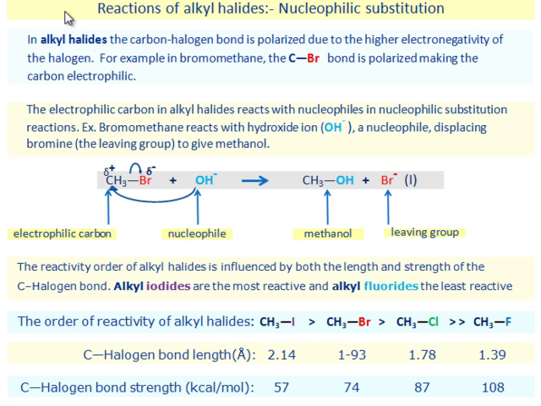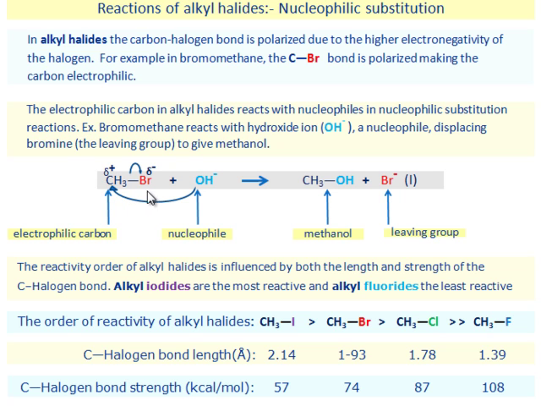Reactions of alkyl halides. Nucleophilic substitution. In alkyl halides, the carbon-halogen bond is polarized due to the higher electronegativity of the halogen. For example, in bromomethane, the C-Br bond is polarized, making the carbon electrophilic. The electrophilic carbon in alkyl halides reacts with nucleophiles in nucleophilic substitution reactions.